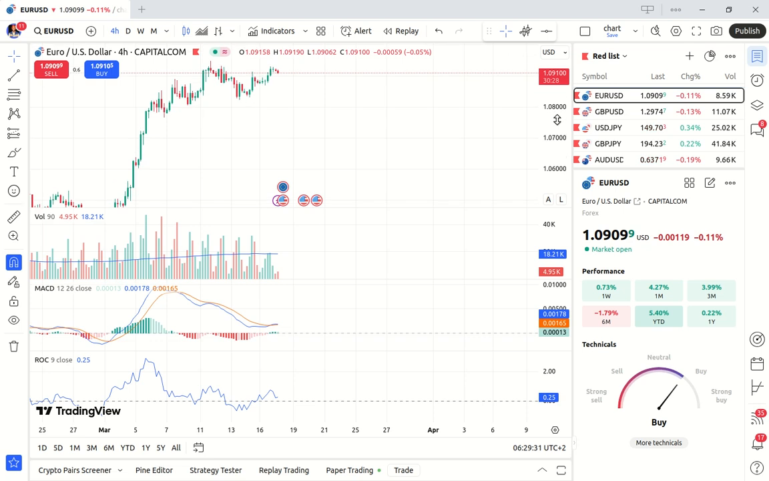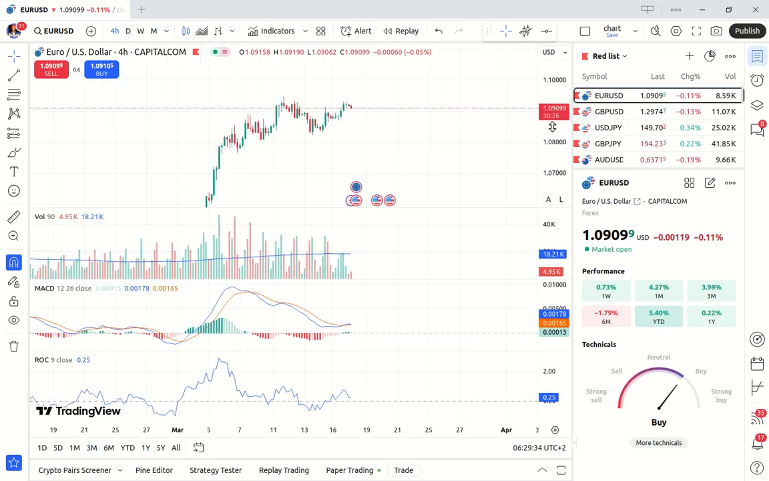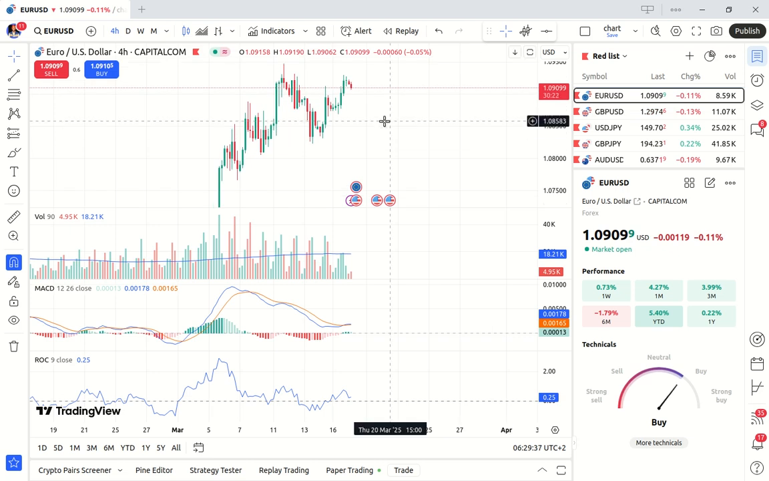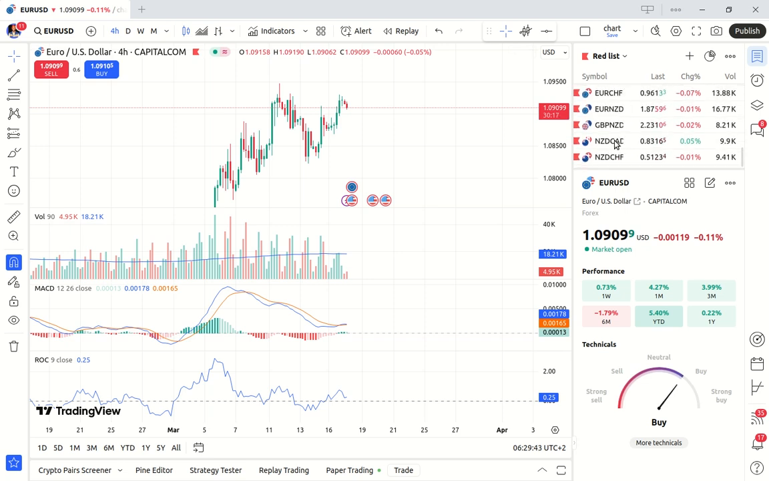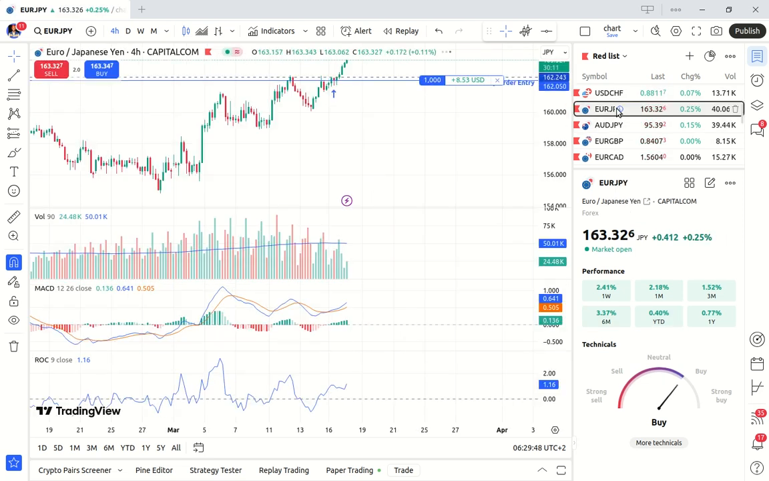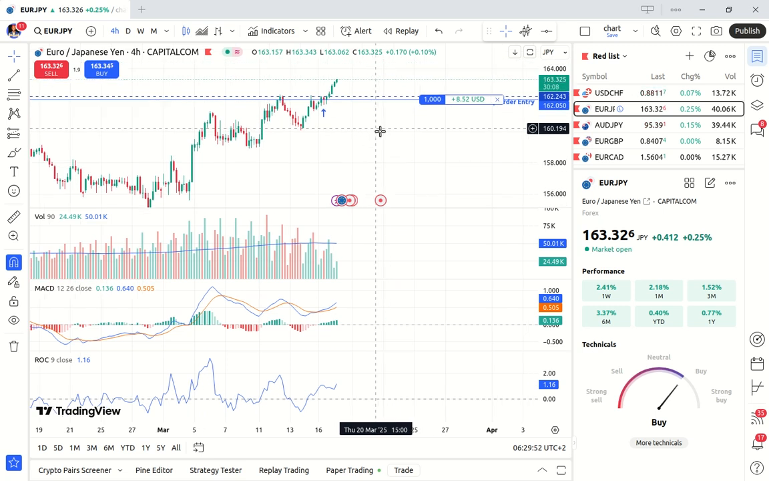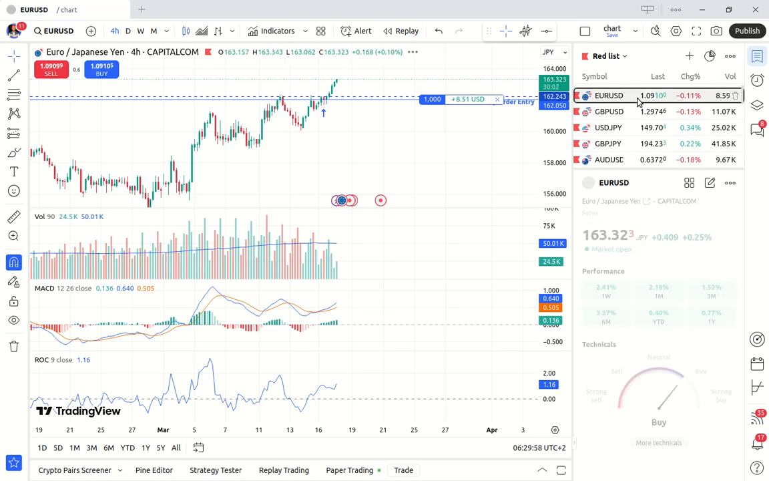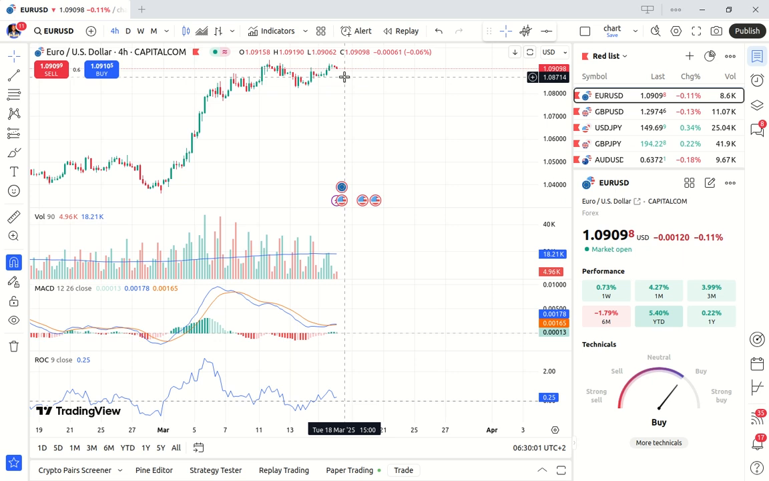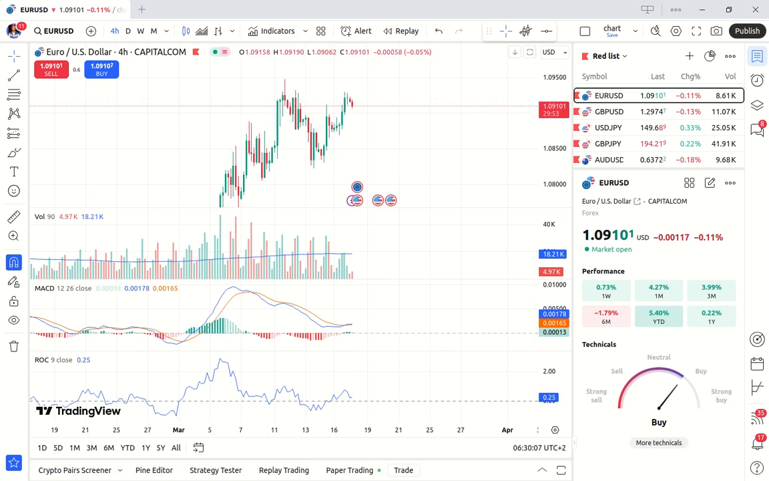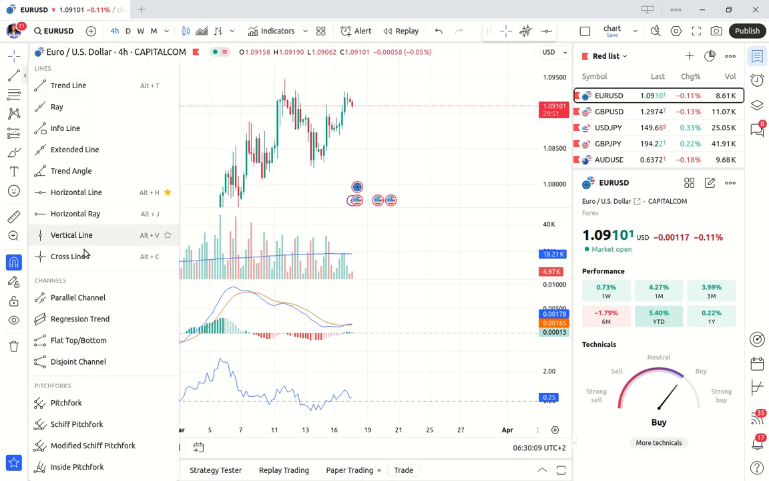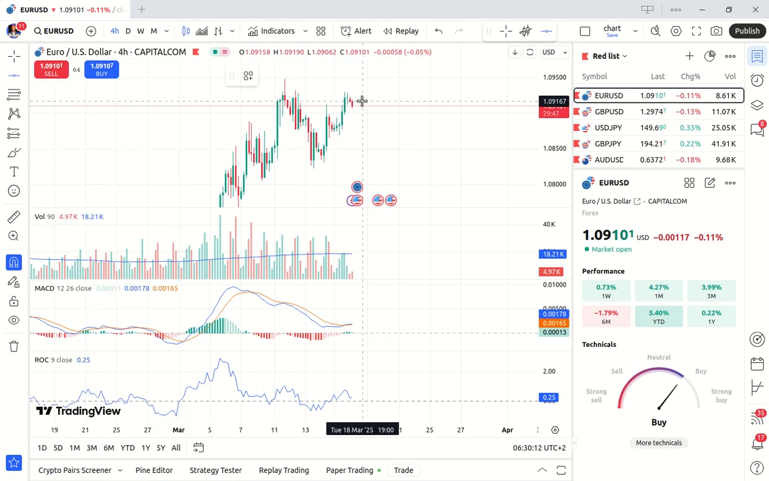So in this instance, what we are looking for is a pullback. Unlike this one here, personally, I would not enter this even though the buy signals are there, because there is no pullback. There has to be a pullback on the chart pattern, something like what you are seeing here. There has to be a clear pullback with a sign of an entry. So we're going to make an entry on the previous candlestick bar.